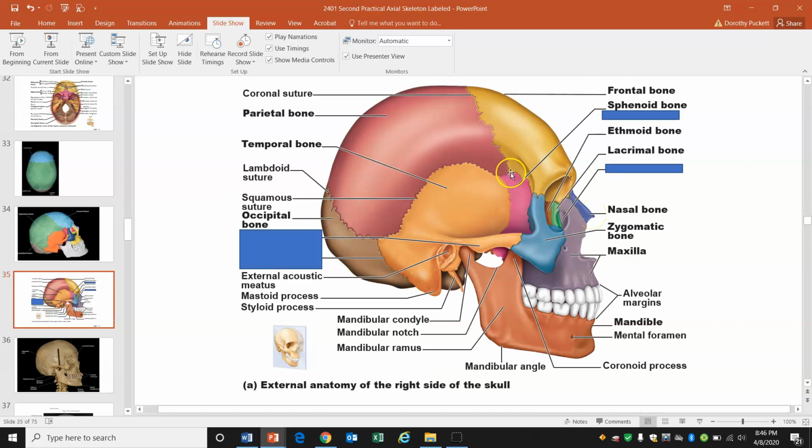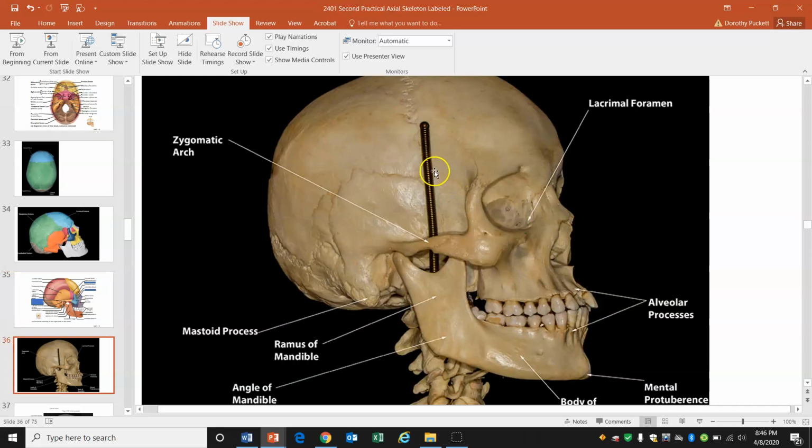In this view, we can see the bones of the cranium and the facial bones, but I want to draw your attention to the squamous suture you see here, and that's the suture that attaches the temporal bone to the parietal bone. On this skull from the side, you can see the squamosal suture, and remember, squamous means flat. This is the flat part of the temporal bone.